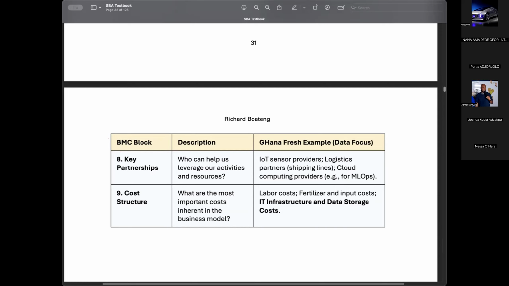Now, coming to the last part. So we are going to do a small exercise, I'll give you the template after class. And then you can look at the issue that we have. What I want you to do is to take Ghana Fresh and then look at it from this perspective. This is my answer, but I'm just going to compare.